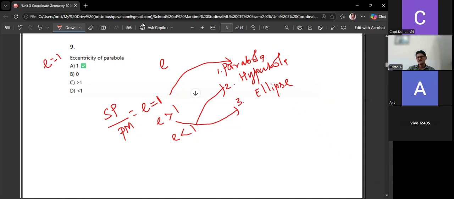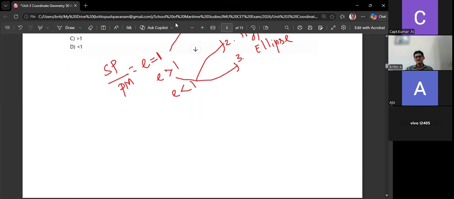But they can ask different questions, like what is the eccentricity of a hyperbola? What is the eccentricity of an ellipse? So you should know this. The eccentricity of a parabola is e equal to 1. We denote the eccentricity as a small e, which is a constant, the ratio SP divided by PM. If it is greater than 1, ellipse. If it is less than 1, hyperbola. Now, we move on to the next question.